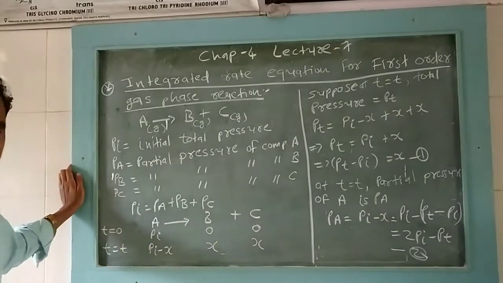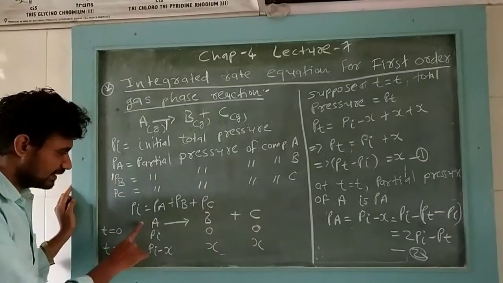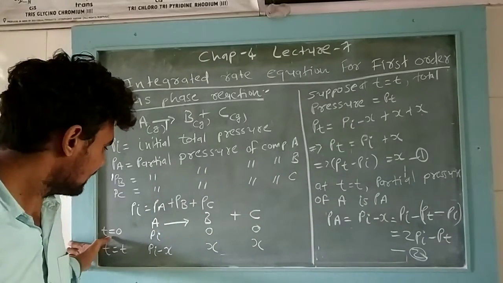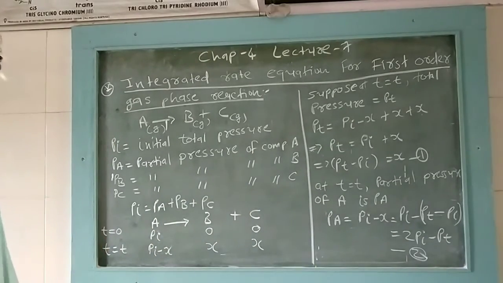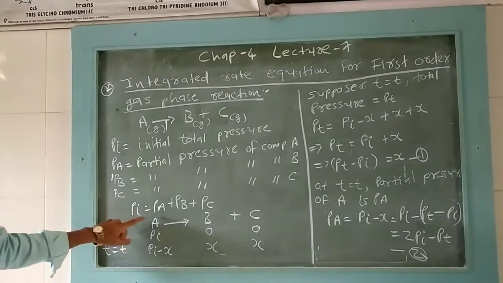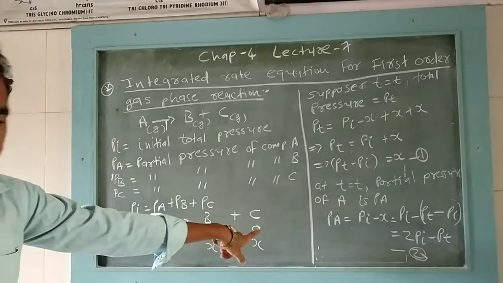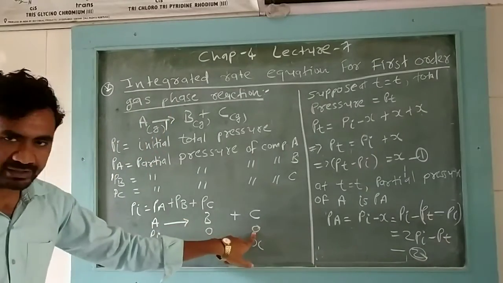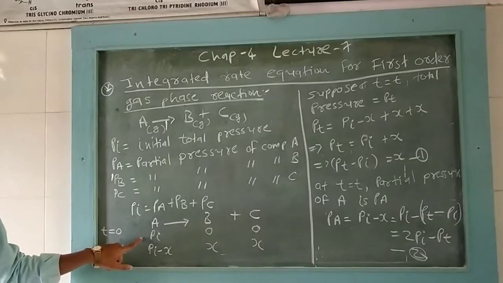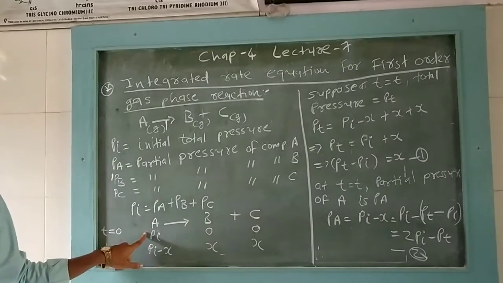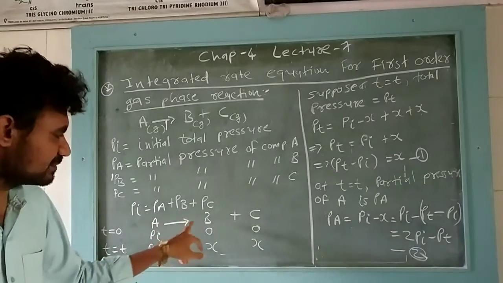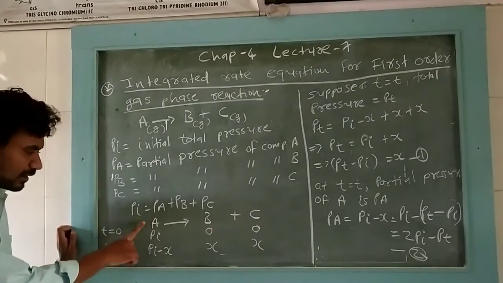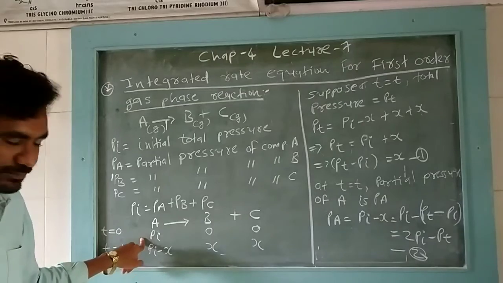Now I am writing down the reaction again here. A gives B plus C. At initial stage, suppose at time t is equal to 0, at the starting point, the product will be 0 here because the reaction has not yet started. So product is 0 here and total pressure is Pi. It is the pressure of component A only because B and C are 0 here. So pressure of component A is Pi.